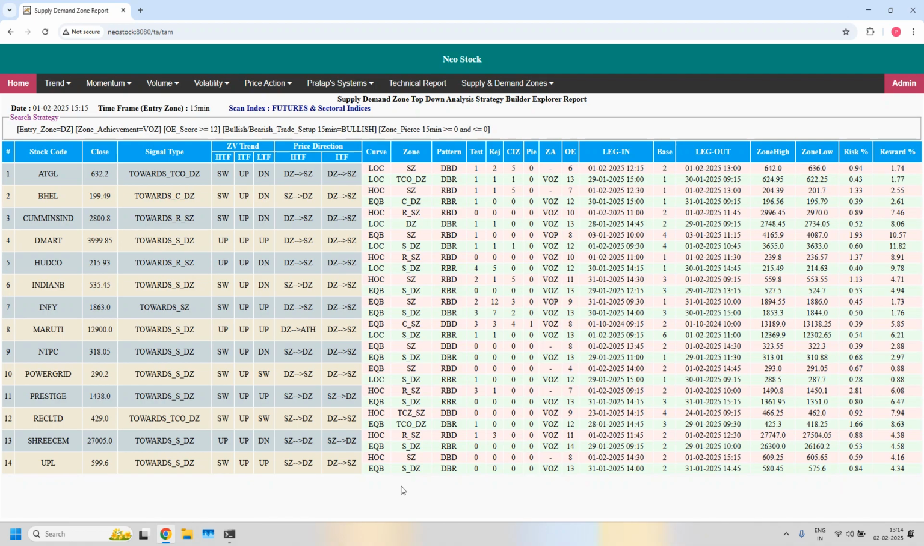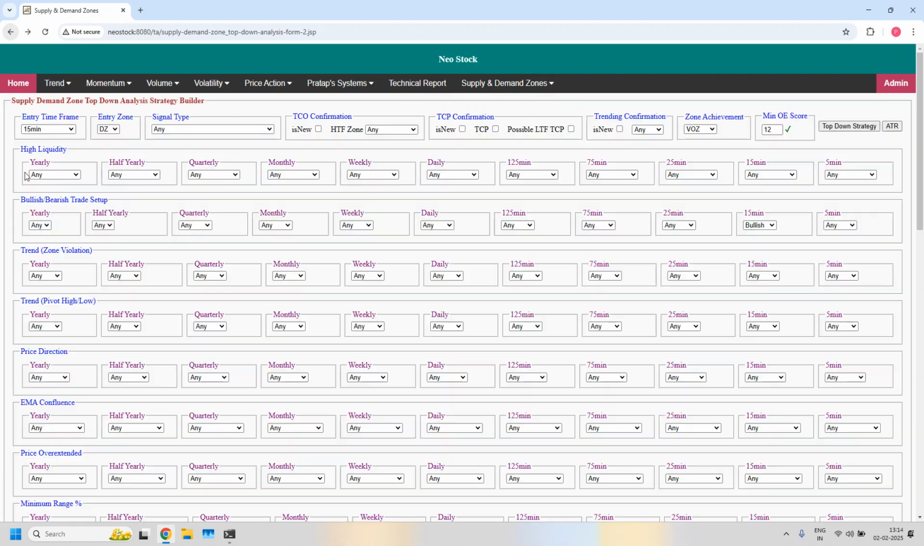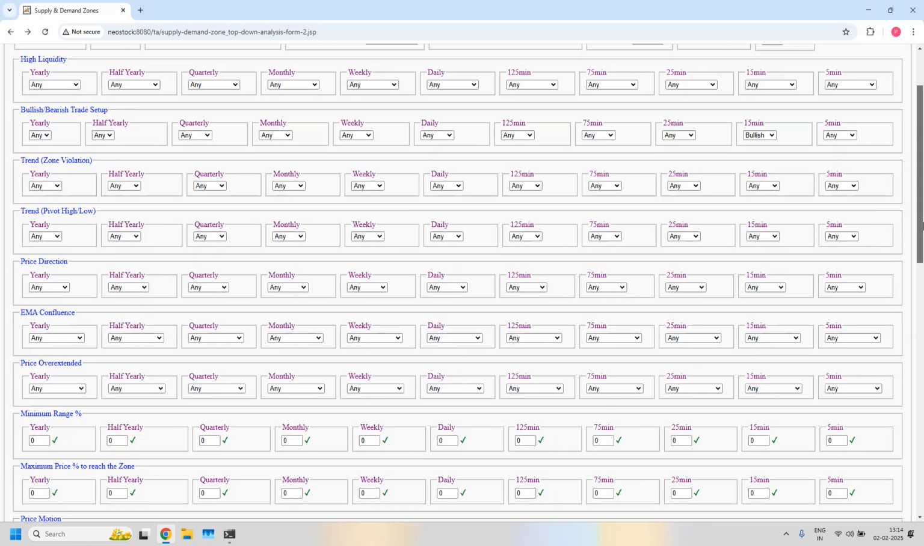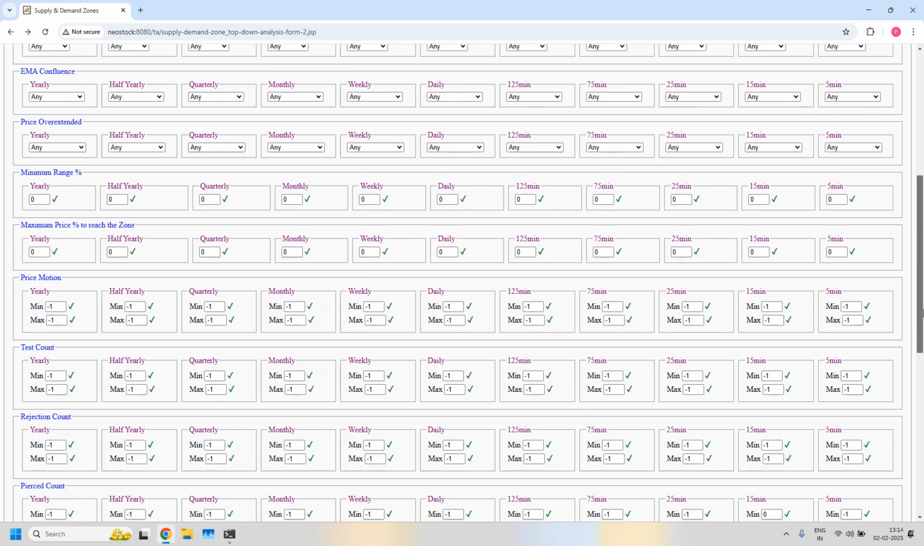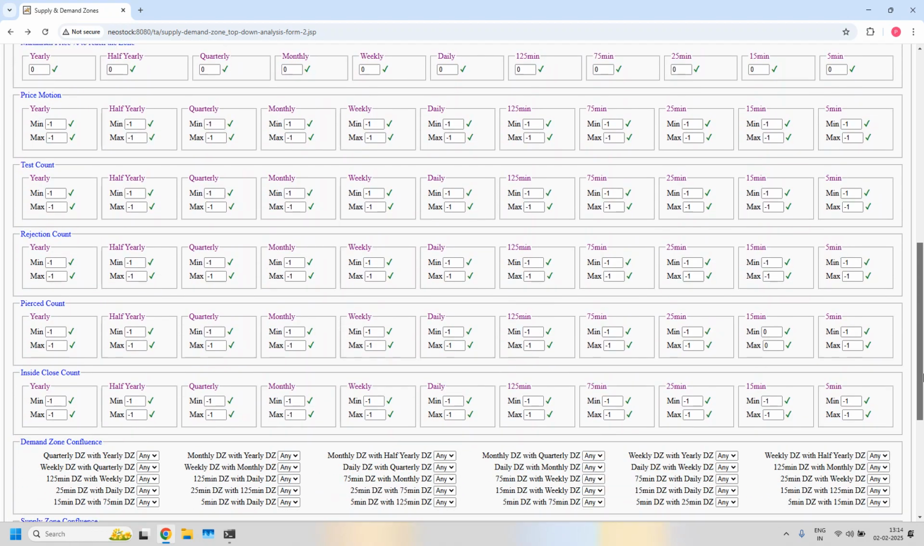So the first filter is LTF and ITF demand zone confluence. That is 75 minutes and 15 minutes. Entry time frame is 15 minutes, ITF is 75 minutes. So I am setting the filter 15 minutes demand zone confluence with 75 minutes demand zone. That means the 15 minutes demand zone should overlap with the 75 minutes demand zone. That is what I always say, simple English. The 15 minutes demand zone should be part of the 75 minutes demand zone.